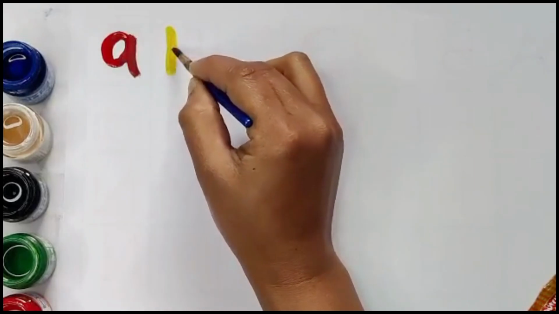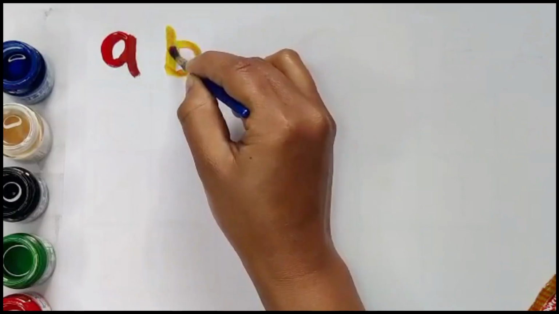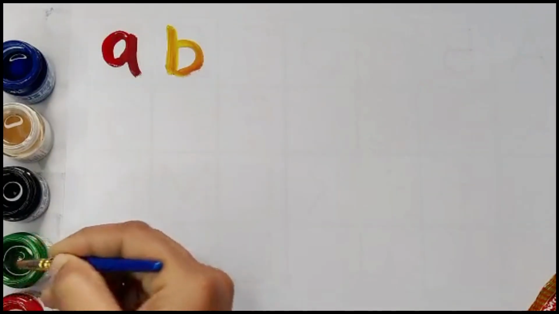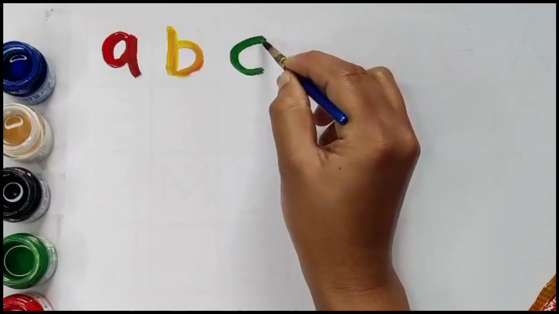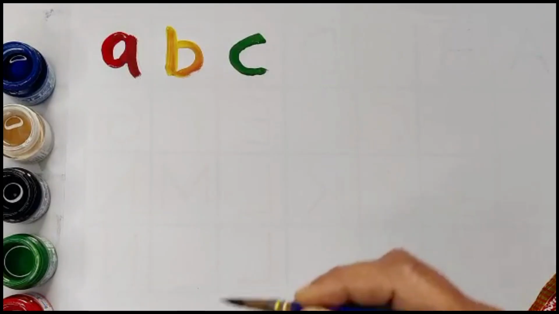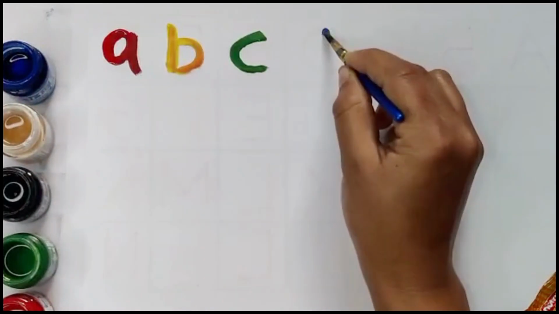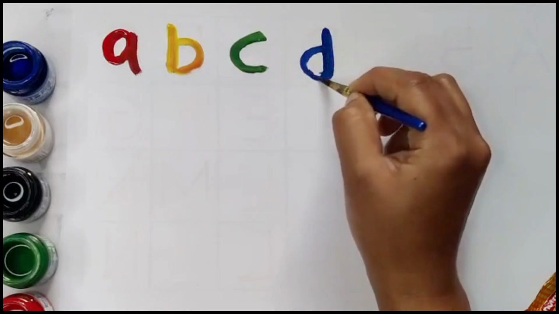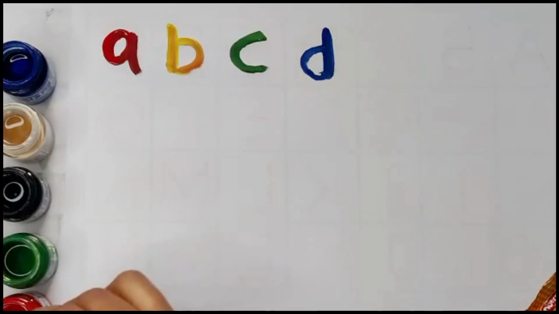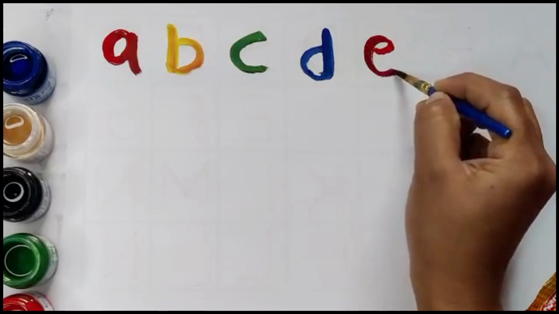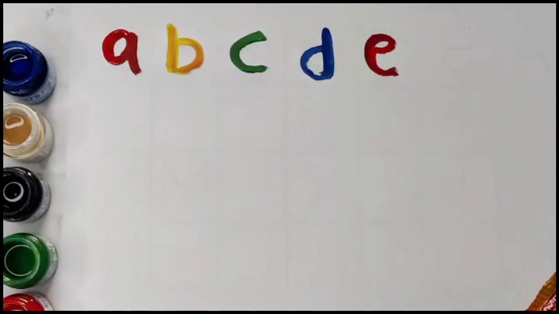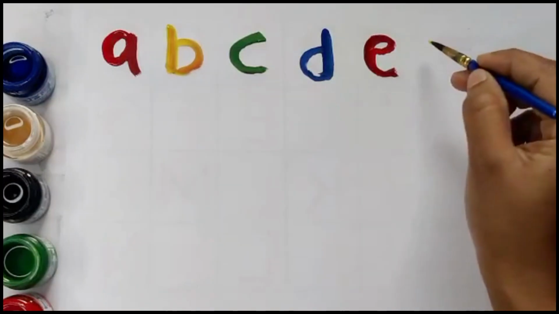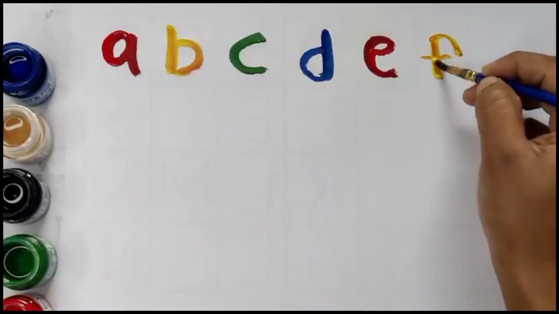A for apple, A. B for ball, B. C for cat, C. D for dog, D. E for elephant, E. F for fish, F.